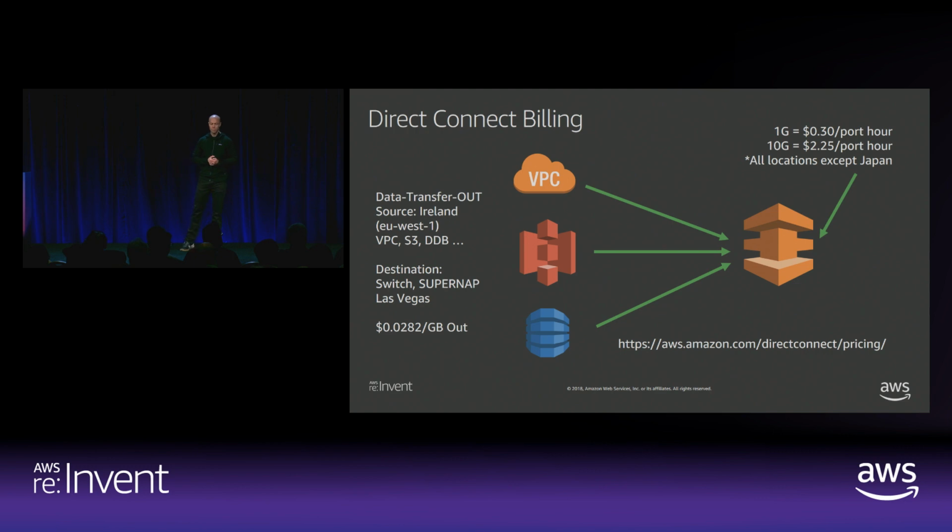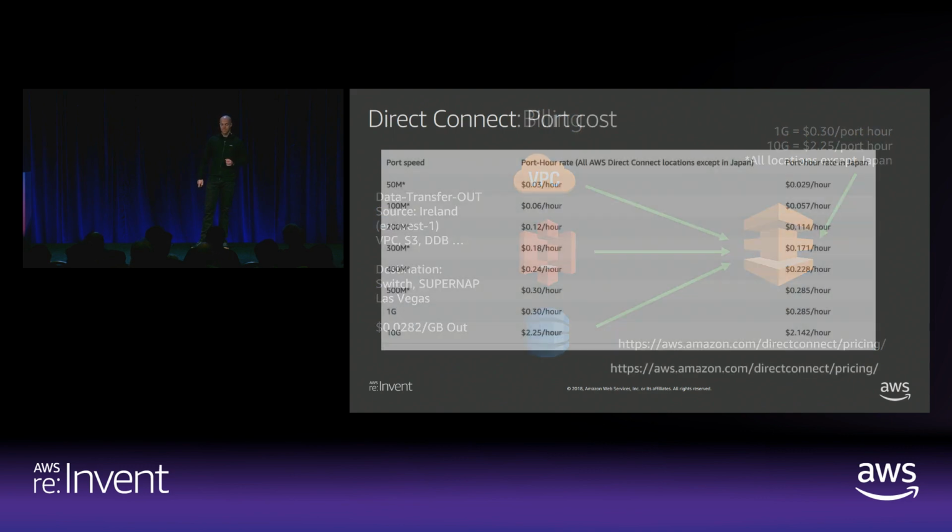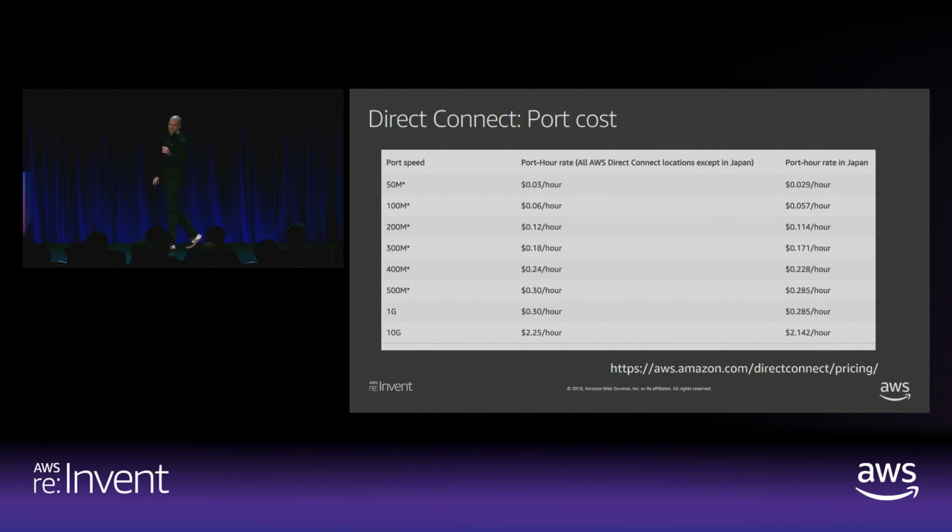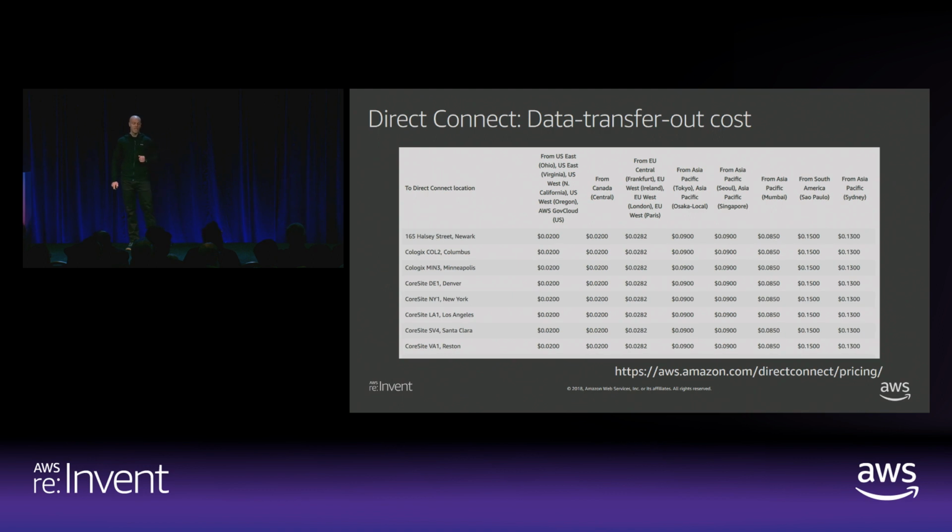So 2.82 cents per gigabyte. So there's a cost for running each physical interface, and there is a direct data transfer cost that is tied to the source of the data and the destination of the data. You are only charged for the outbound traffic. Here's a snapshot of the pricing page that shows the Direct Connect port cost. And here's a snapshot of the data transfer out cost matrix that shows the source and the destination of the data transfer. Again, just search for AWS Direct Connect pricing.